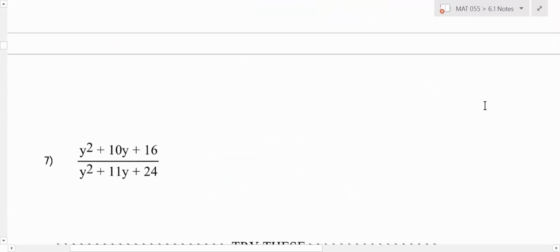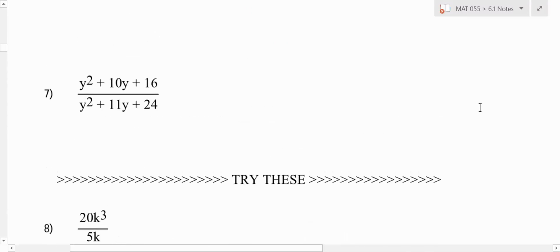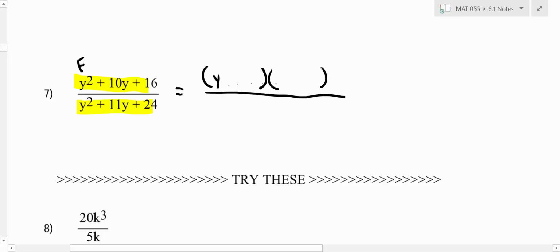Okay, let's move to one more of these, and I'll let you work a few of these. And if you get this down, there's a few little special situations we'll look at. So again, this one is just the trinomial. So you want to factor the numerator, and you want to factor the denominator. Okay, so let's go to the numerator. We're going to have y and y.